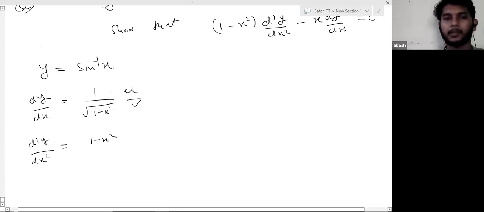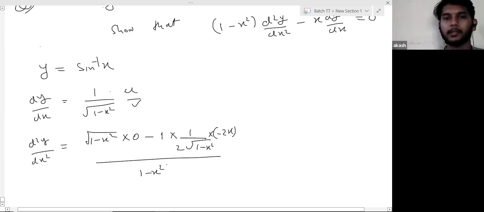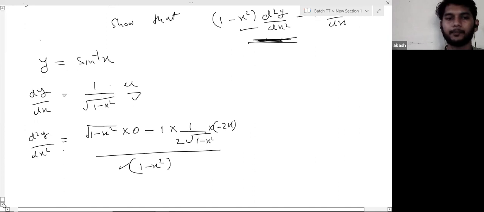So root of 1 minus x square into differentiation of 1, which is 0, minus 1 into differentiation of this, which will again be chain rule. So 1 upon 2 under root 1 minus x square into minus 2x, upon v square, so 1 minus x square. Do I need to write all these steps? No, no. All right. So we can directly see in the LHS, we already have this multiplied with this, so we can throw this one to this side.